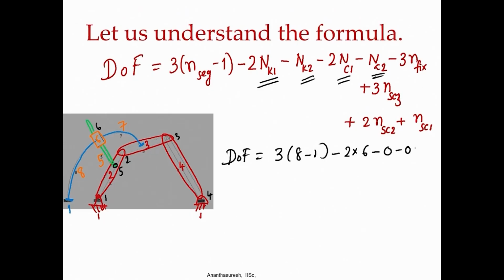So, they are all zeros. Okay. So, NK2, NC1 and then NC2 minus 3 times NFIX. Fixed connections are there, there is 1 over here, there is 1 over here, there is 1 over there, 1 over there, meaning the 2 elastic segments are welded to, for example, elastic segment 7 is welded to 3 as well as 6, elastic segment 8 is welded to fixed frame 1 as well as 6. Okay. So, we have 4 fixed connections.